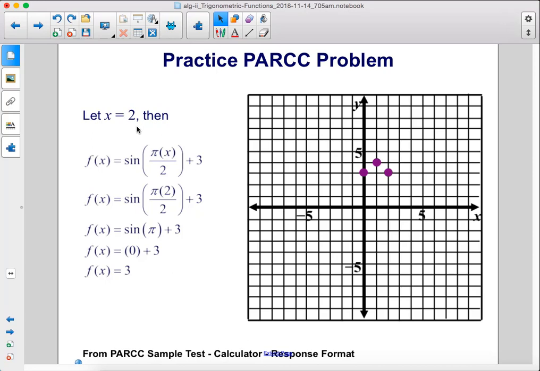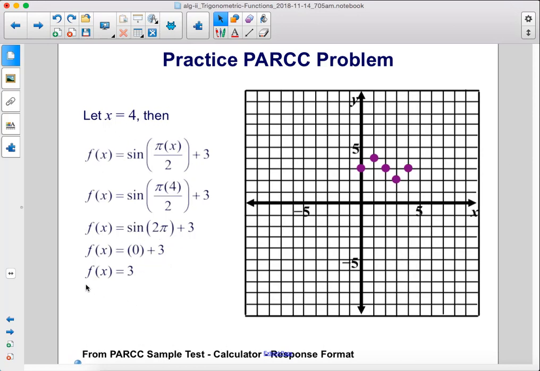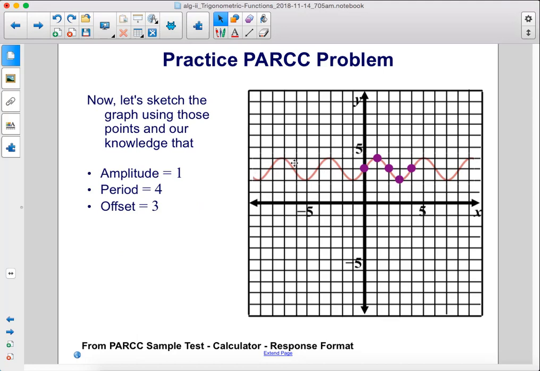When x equals 2, then f of x equals 3, so we go back down to this point. Now, x equals 3, and f of x equals 2, so we draw this point in right there. When x equals 4, we get f of x equal to 3, so we bounce back up to the midline. Now, let's sketch the graph using those points and our knowledge that the amplitude is 1, the period is 4, and the offset is 3. So our midline is up here at 3, we have an amplitude of 1, and it repeats itself after 4.